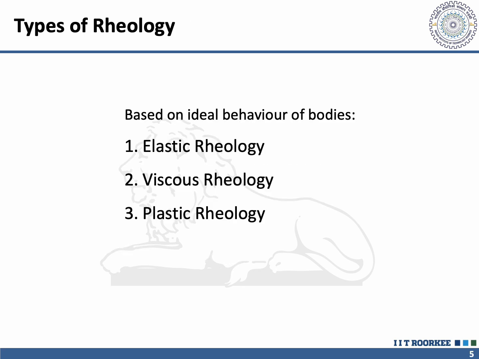Now, if we look at the types of rheology, there are three main types. The elastic rheology, where deformation is recoverable like a spring. The viscous rheology, where deformation is permanent and time dependent, just like the flow of honey. And the plastic rheology, where deformation happens once a stress threshold is passed, like molding of clay.